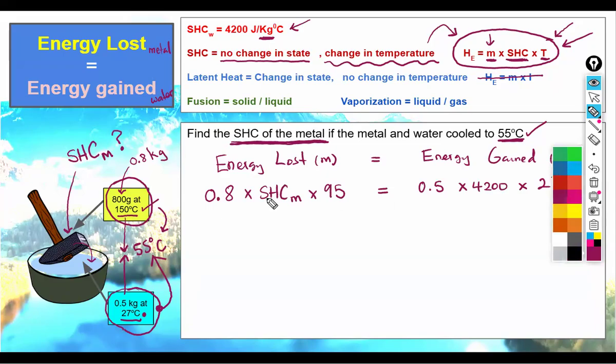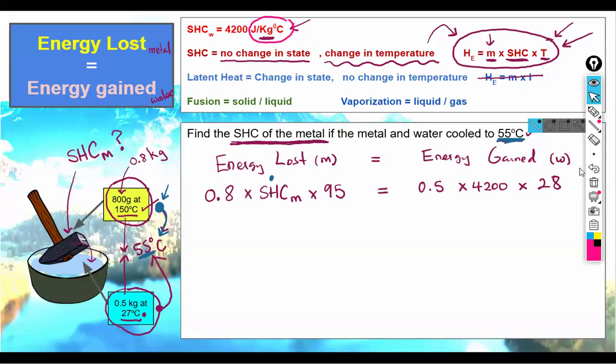If you minus 55 and 27, I get 28. You could take it from here, guys. You could solve for this. Use your algebra skills to find the specific heat capacity of the metal. And once you solve for that, you're finished. That's the end of the question. You're actually supposed to do this experiment in school. It's supposed to be one of your SBA labs.